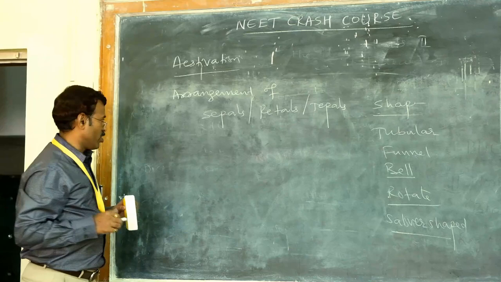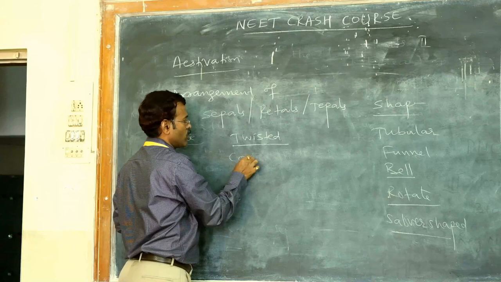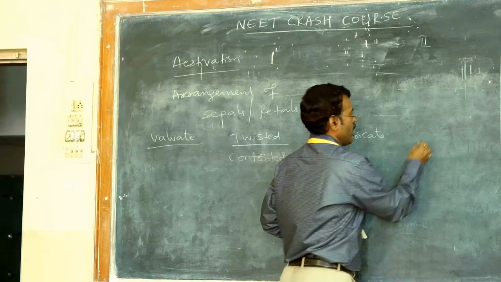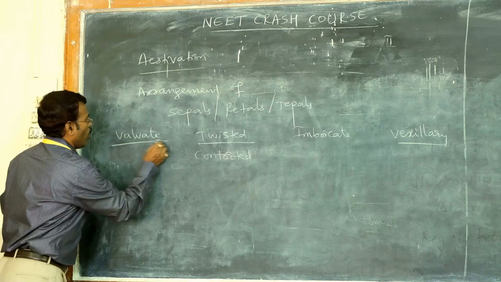One is valvate aestivation. Then next one is twisted aestivation. Twisted aestivation is also known as contorted aestivation. Then the third one is imbricate aestivation. And the last one is vexillary aestivation. One more is that is quincuncial aestivation. It is not there in NCERT book. So, valvate aestivation.